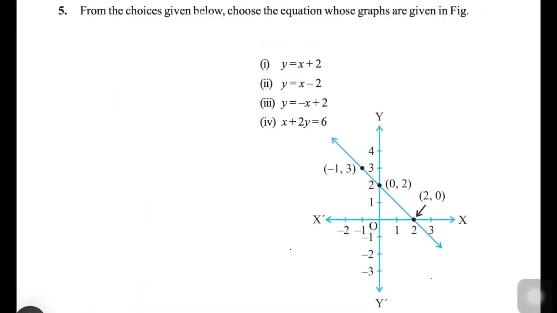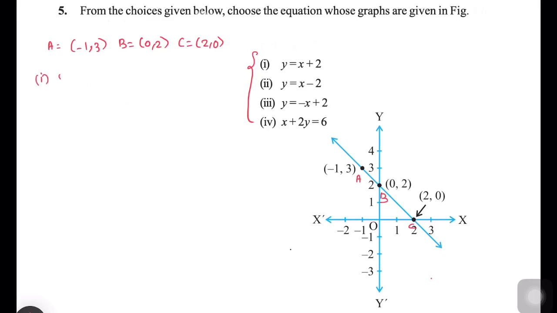In question 5, the second case. So just comparing the given figure and the given terms. Which one is correct? We need to find. From the given figure we have 3 points: A, B and C. The point A is equal to minus 1 comma 3, point B is equal to 0 comma 2, then point C is equal to 2 comma 0. So we need to check these given points in the equations.